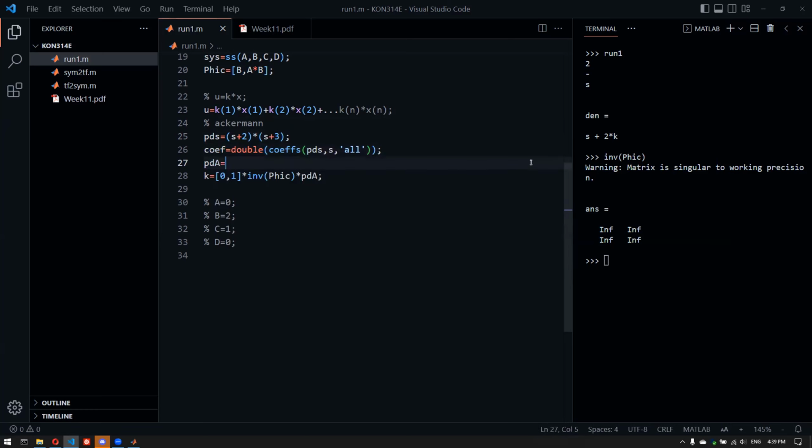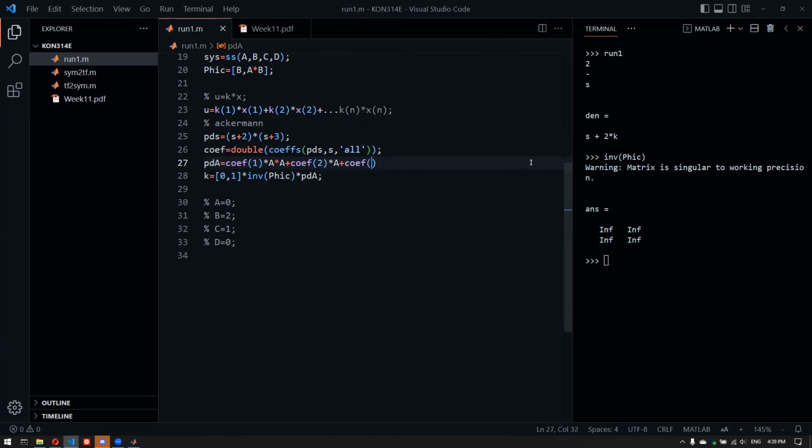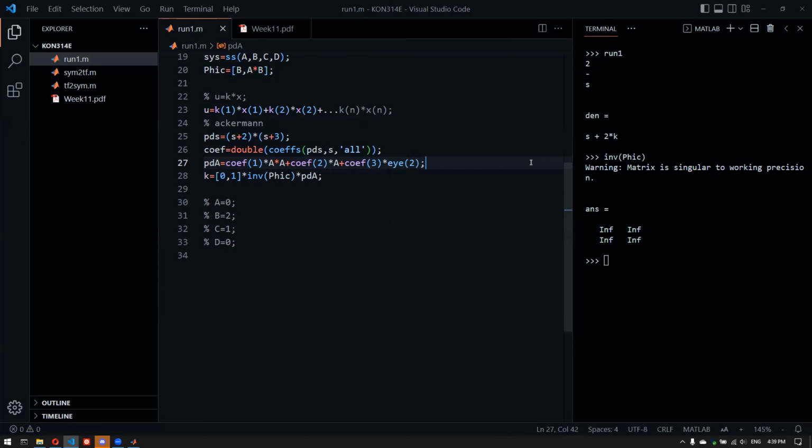And PDA is going to be coef 1 times A squared plus coef 2 times A plus coef 3 times identity matrix 2. The reason why I'm not using subs is the fact that I can add matrices and scalars in Matlab. It's not the same. So this is not the same as adding the identity matrix here.